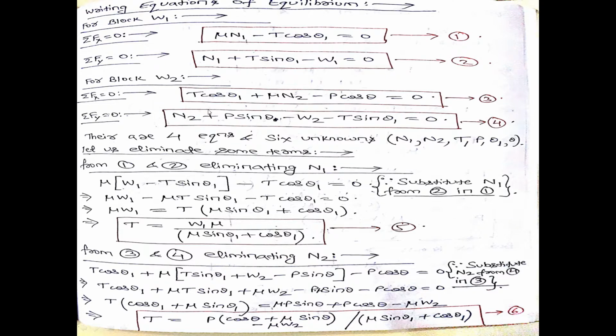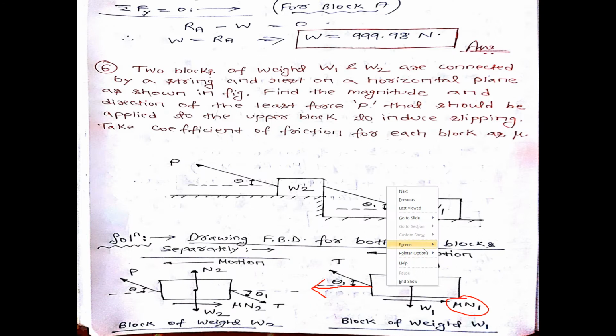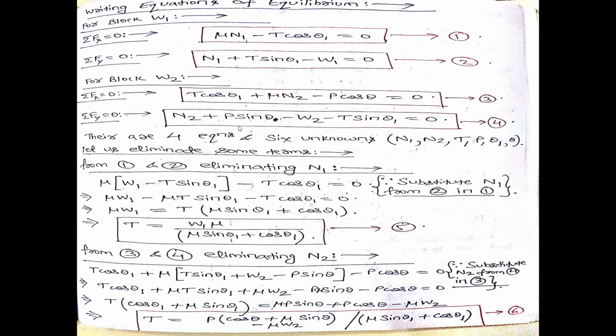And if I write summation Fy equal to 0, what can I write? I can write plus T sin theta 1 plus N1 minus W1 equal to 0. Check it. That is N1 plus T sin theta 1 minus W1 equal to 0, which is equation number 2. Any doubt in the equations of equilibrium for the first block, equation number 1 and equation number 2? No, sir, no doubt.